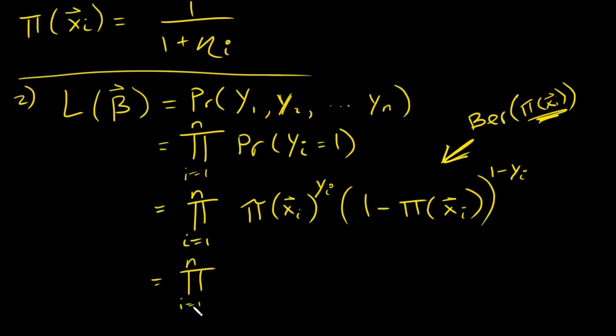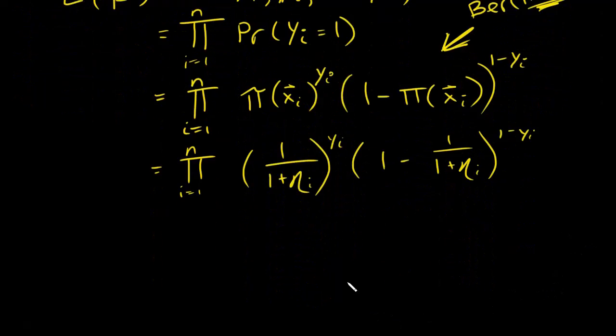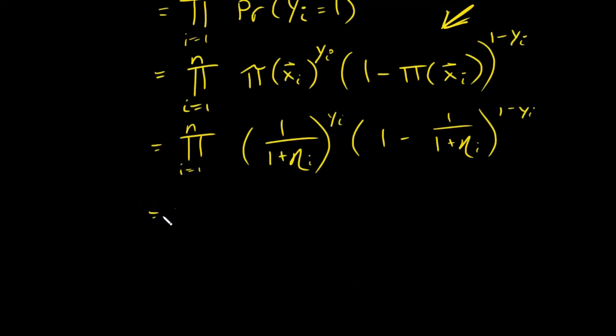It's the product from i equals 1 to n. All right, what is pi of xi? It is 1 over 1 plus nu i. Okay, 1 over 1 plus nu i. All right, so let's do some more simplification. So let's simplify what we have over here.